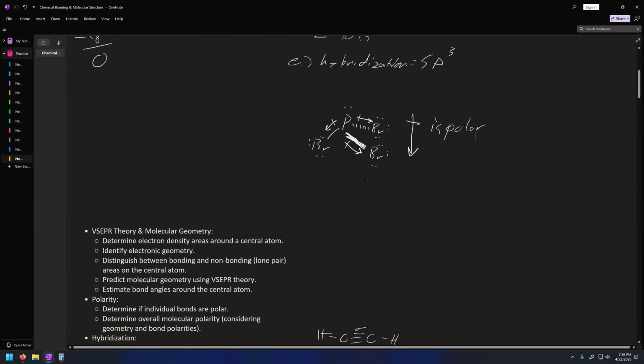So in order to determine the polarity, it's a multi-step approach. You have to first draw the Lewis dot structure. You have to determine what its VSEPR structure should look like, determine the polarity of the bonds, and then decide if they cancel each other out perfectly or not. In this case, they do not cancel out perfectly, therefore PBr3 is polar.